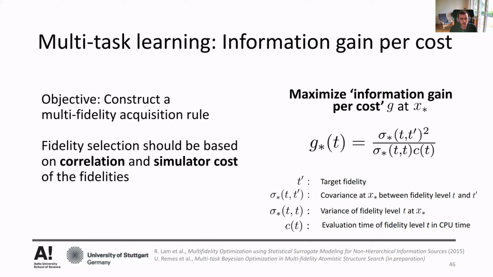And to avoid this, we also divide by the simulation cost, this quantity C of t here, which is the CPU time, I think it's in seconds. And so with this, we obtain a quantity that describes a trade-off between information and cost of evaluating a certain fidelity level. And using this information gain per cost was an idea by Ulpo Remes, who is also one of the main developers of the BOSS library.